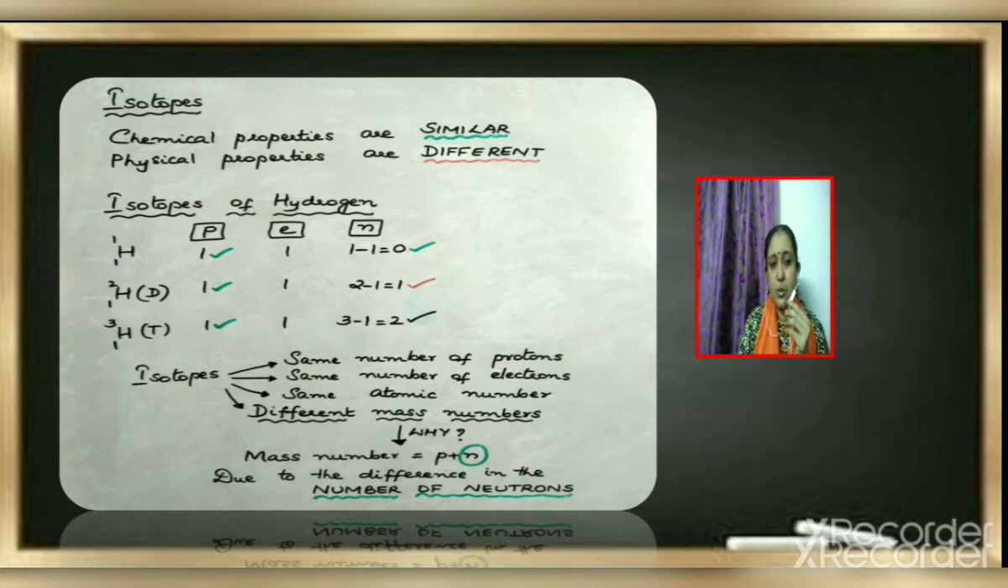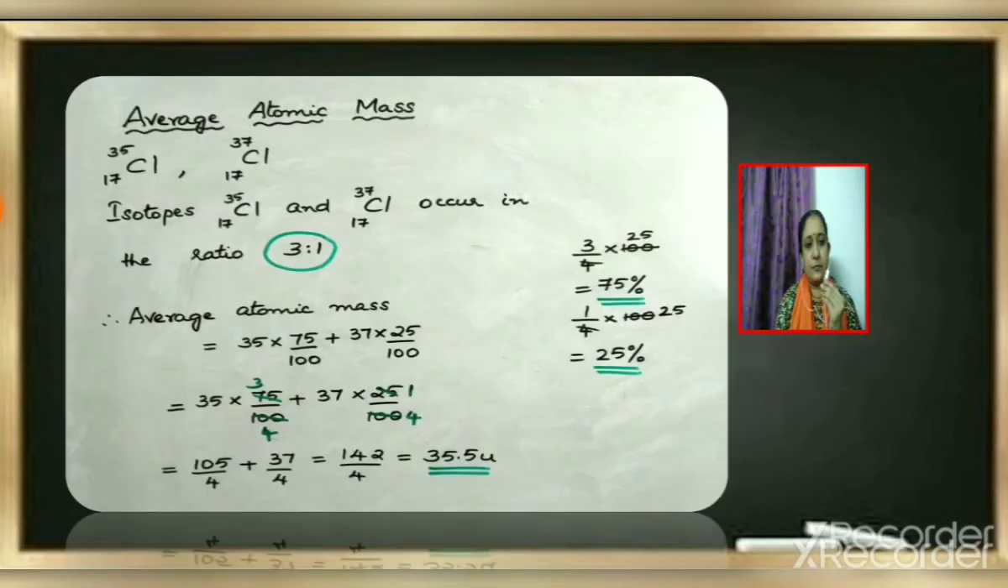So why do isotopes of an element have different mass numbers? It is because we know that mass number is given as the total number of protons and neutrons. The number of protons present in all the three isotopes is the same. The difference is in the number of neutrons. So mass number is different. It is due to the difference in the number of neutrons present.